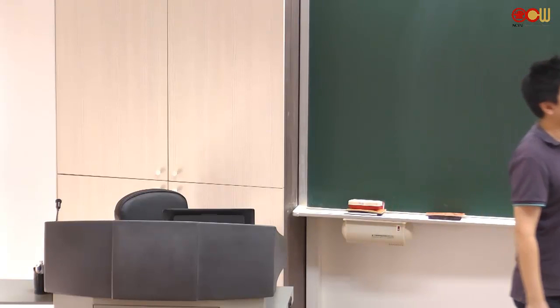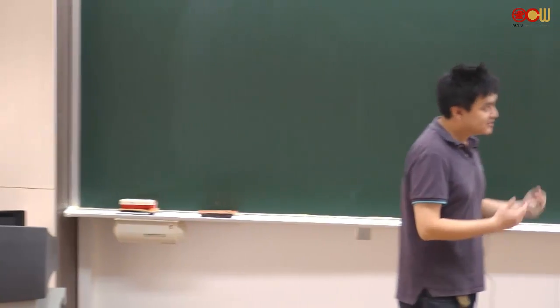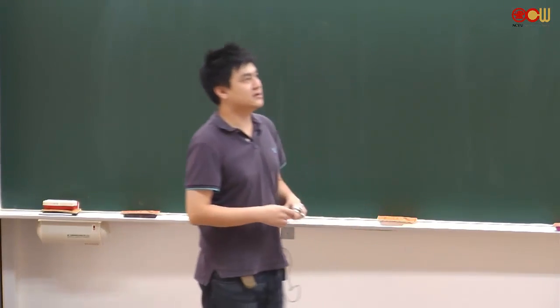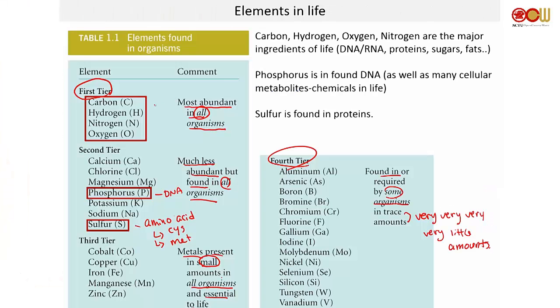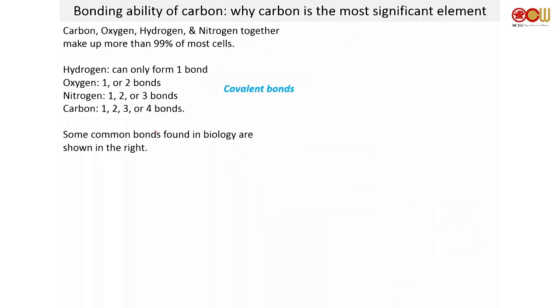Today is really just a quick review, right? So let's first take a look at some of the bonding abilities of carbon, okay? So why are we talking about carbon? Because carbon is very amazing. Those of you that took chemistry know carbon can form 4 bonds, okay? Like we talked about on the previous slide, the first tier elements are carbon, hydrogen, nitrogen, and oxygen. And then you look at the bond forming ability of these atoms in terms of forming covalent bonds.